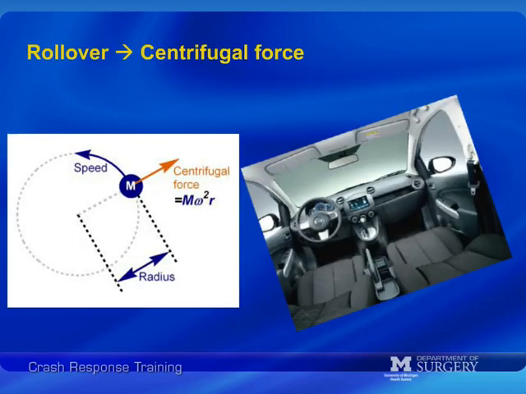The physics of a rollover leads to very high centrifugal forces. What happens is that as the car starts rolling over, the occupants are sent by the centrifugal forces upward and outwards towards the windows. And what ends up happening is that this markedly increases the risk of ejection or contact with the outside ground, particularly if they're not properly belted.